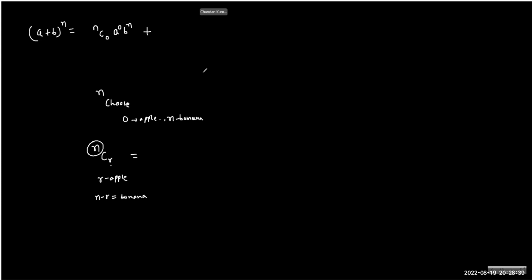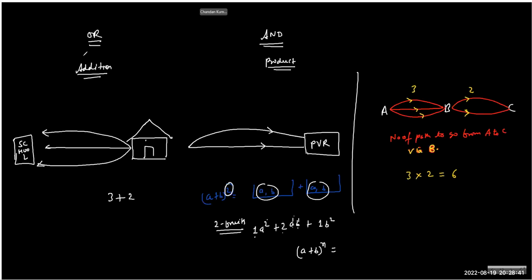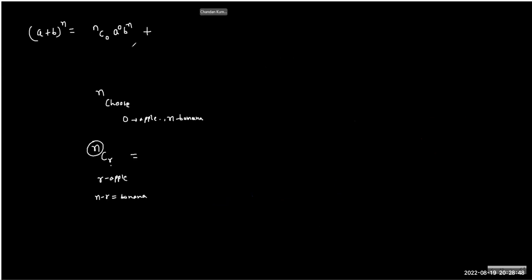Plus in math always represents or. So when I write plus, it means or. Because I have to choose n objects, how many possibilities are there? I can choose no apple, only banana. I can choose one apple and n minus one bananas, isn't it? So out of n objects, choose one apple.